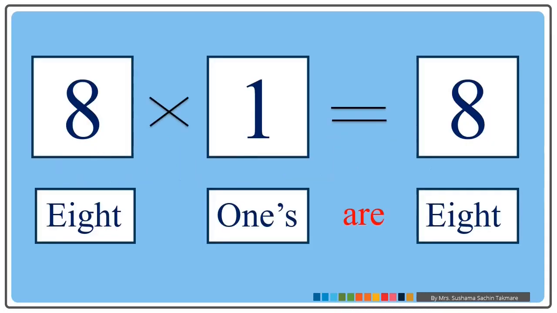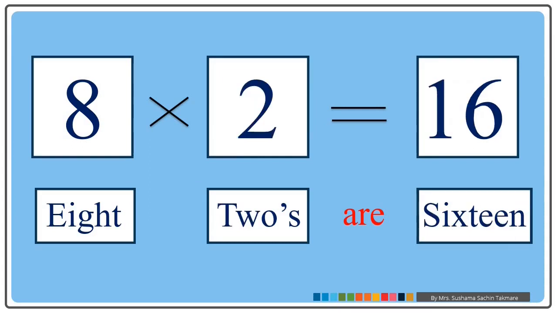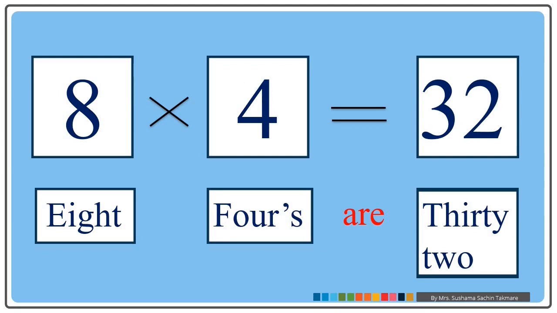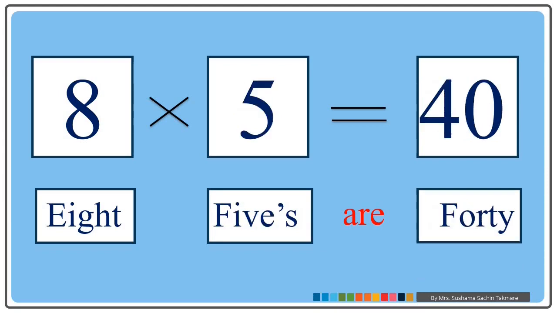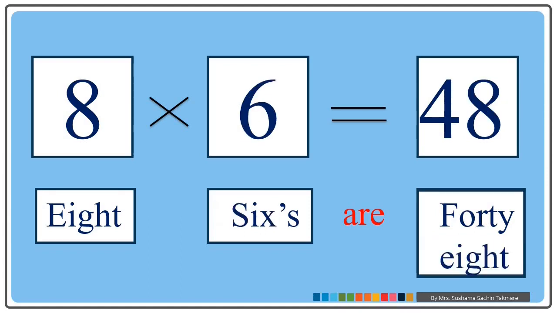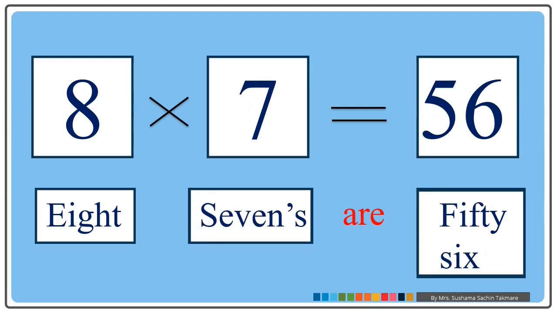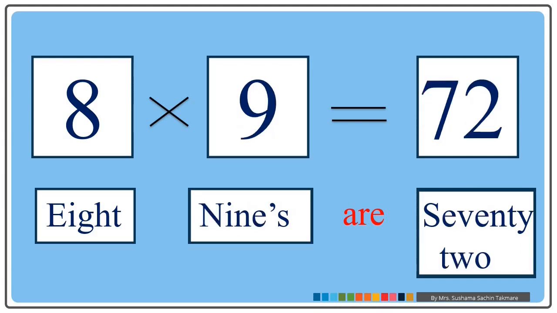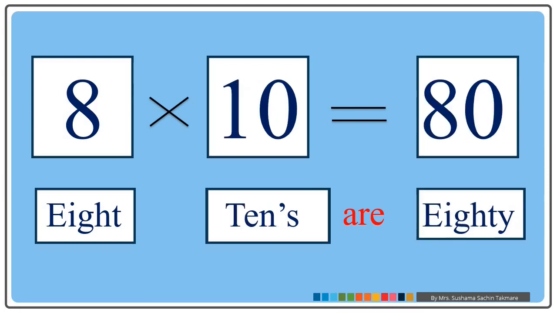Table of 8. 8 ones are 8. 8 twos are 16. 8 threes are 24. 8 fours are 32. 8 fives are 40. 8 sixes are 48. 8 sevens are 56. 8 eights are 64. 8 nines are 72. 8 tens are 80.